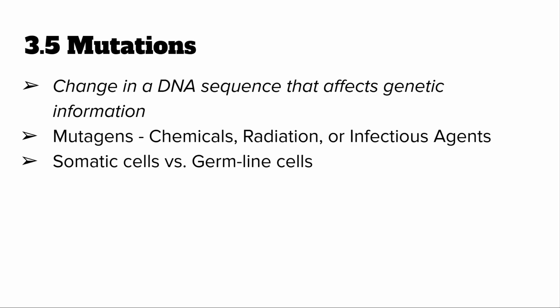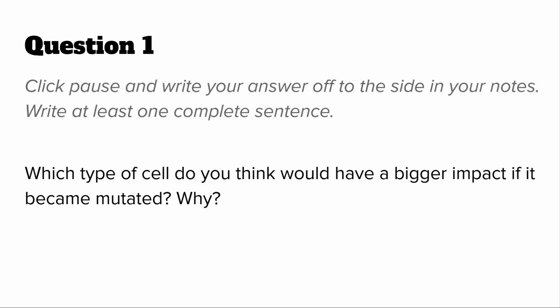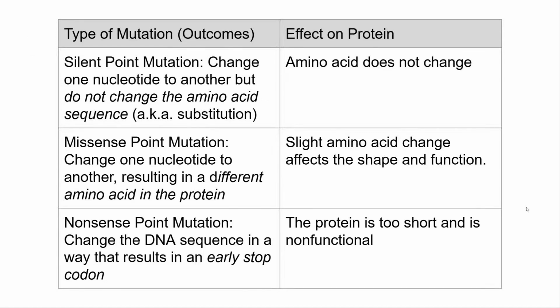Depending on if that mutation is in a somatic cell, a body cell, or a germline cell, a gamete that's going to go on to make offspring, they're going to be different impacts, right? And I want you to think about those different impacts and tell me which one you think will have a bigger impact if it became mutated and why you think that, right? Write that in a complete sentence. That's our second question. I know it's labeled question 1, it's question 2. You can fix it in your notes, right?